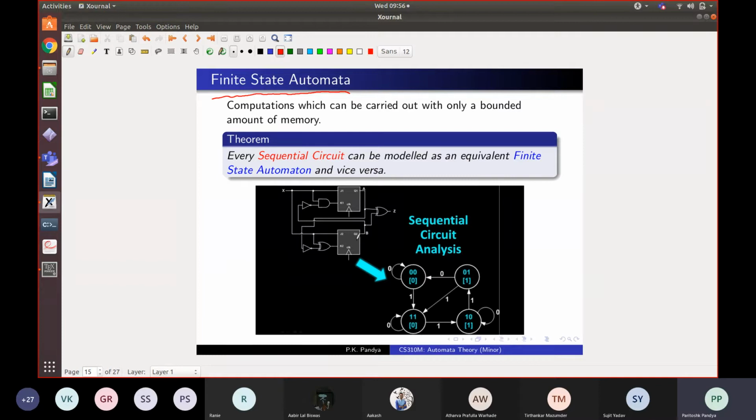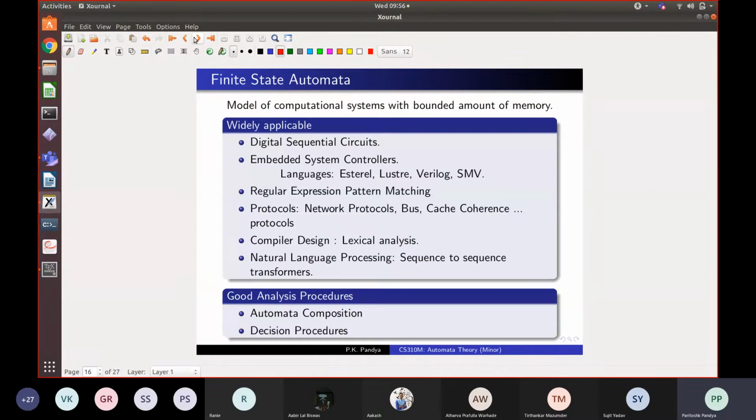So the circuits that we built, I gave you this example, sequential circuits made out of flip-flops and logic gates, are an example of finite state automata, because each flip-flop or latch can store 1 bit of information, and so the amount of memory it has is equal to the number of flip-flops, so many bits of memory it has. And from that it is supposed to compute. Now we'll see connections between circuits and automata a little later, but as I said, finite state automata are models of computational systems with bounded amount of memory.